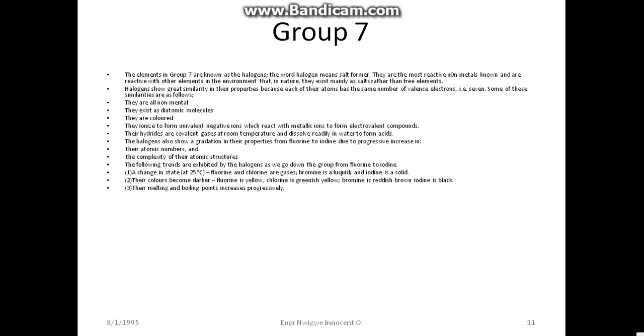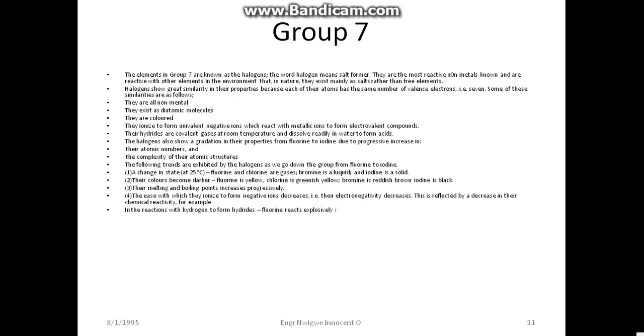4. The ease with which they ionize to form negative ions decreases, that is, the electronegativity decreases. This is reflected by a decrease in their chemical reactivity. For example, in reaction with hydrogen to form hydride, fluorine reacts explosively in the dark. Chlorine reacts slowly in diffuse light but explosively in bright light. Bromine reacts slowly in bright light and iodine slowly and incompletely even in bright light.